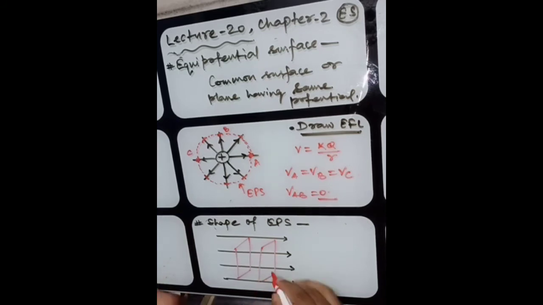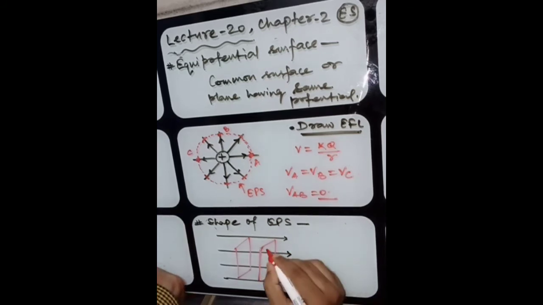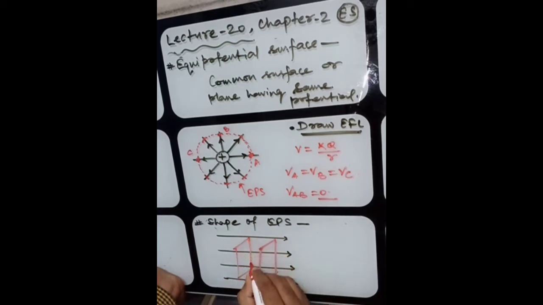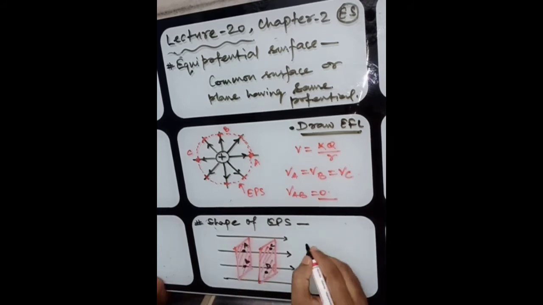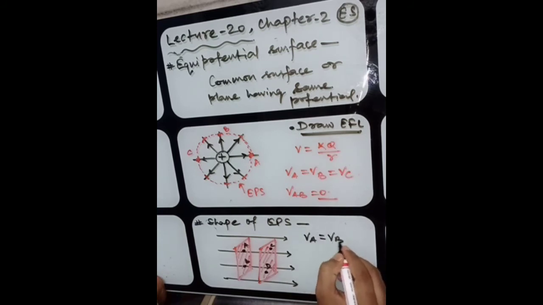Okay, this is the equipotential surface, my dear student. Remember, this is the two-dimensional picture. This is the plane, actually this one, or this one. So over this plane, at each point you will get the same potential. If you wish to find out the potential at this point, this point, this point, this point, suppose it is A, B, C and D, then VA equals VB and VC equals VD.